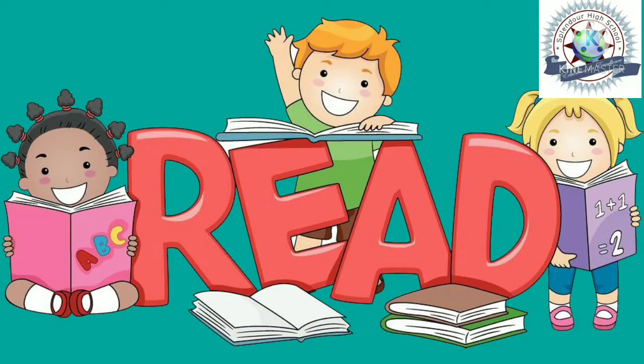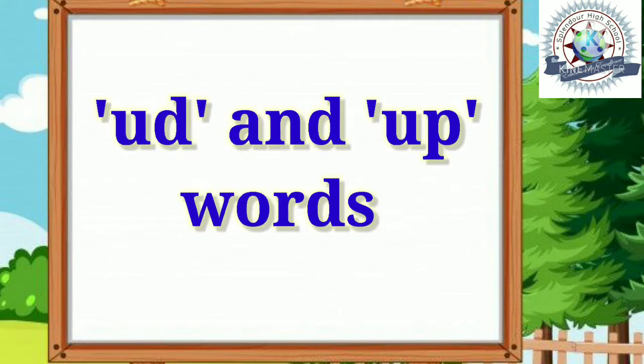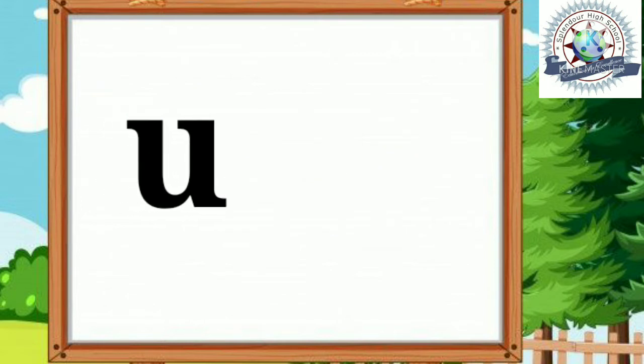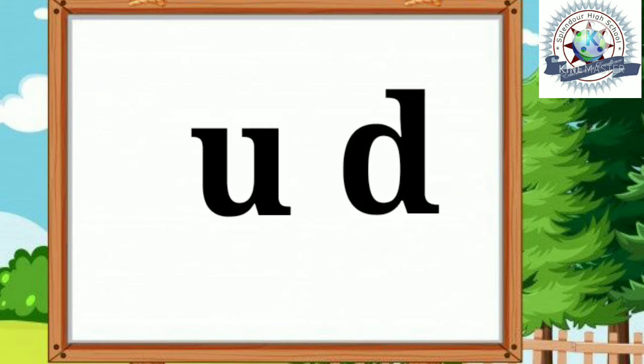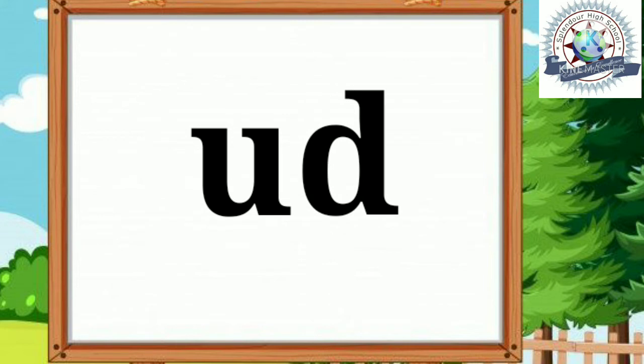Hello children, let's read some more new words today. Today we will read three letter words with ud and up. We know the sound of u is a, and when we add d to this it is ud. Ud, ud, ud. Now let's see some words with ud.